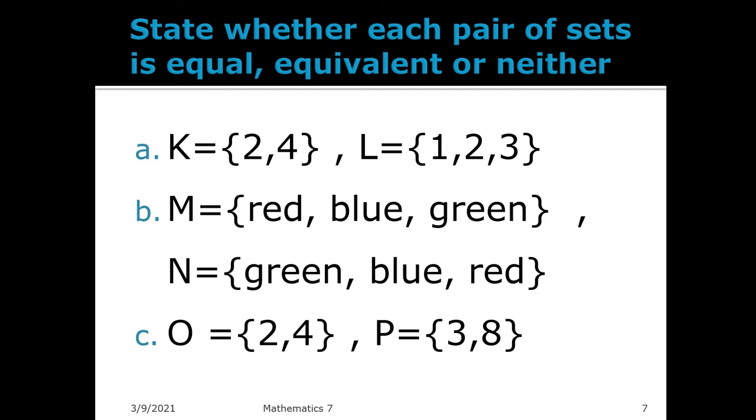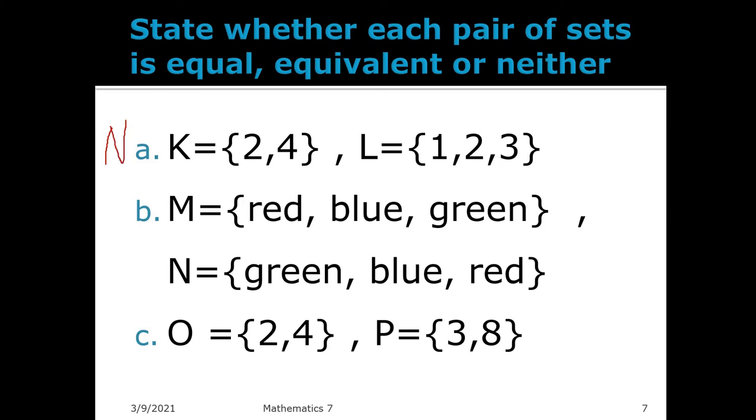So we have 2 and 4. They have exactly different elements, and one set has two elements, and the other set has 3 elements. So we can say that letter A is neither equal nor equivalent.